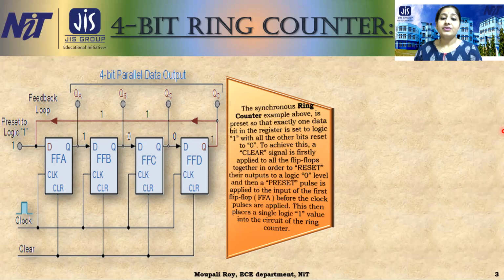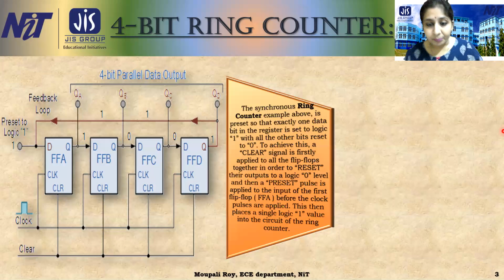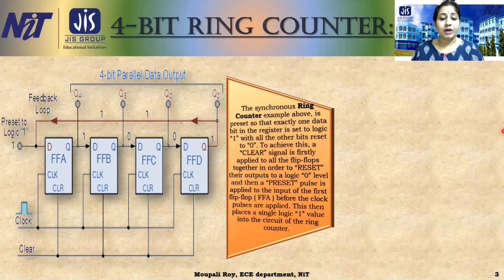To achieve this, a clear signal is first applied to all the flip-flops together in order to reset their output to the logic 0 level. Then a preset pulse is applied to the input of the first flip-flop, that is FFA, before the clock pulse is applied. This is then placed as a single logic 1.